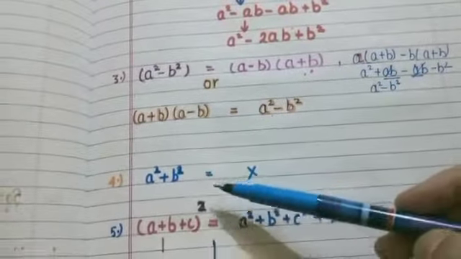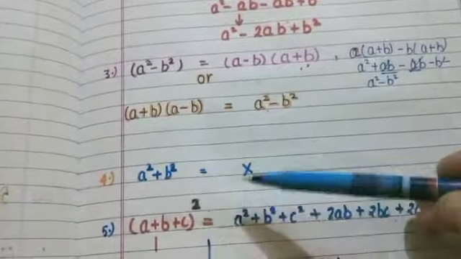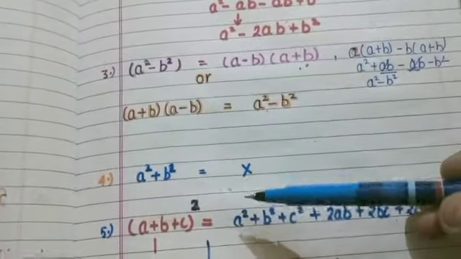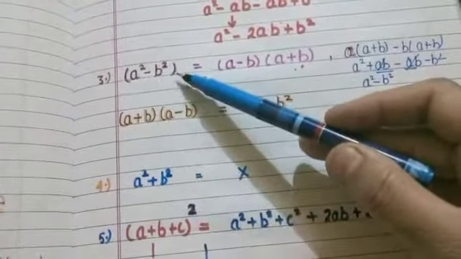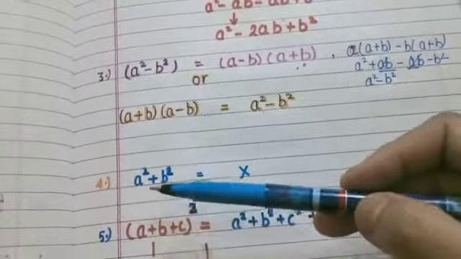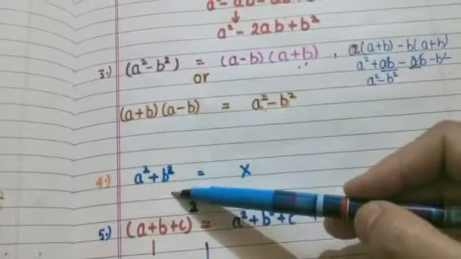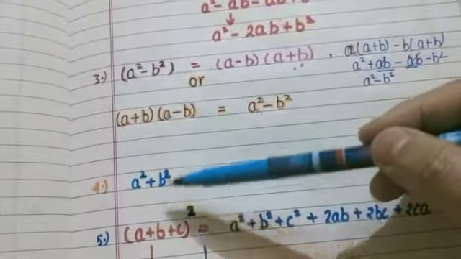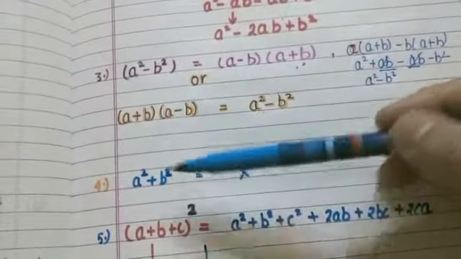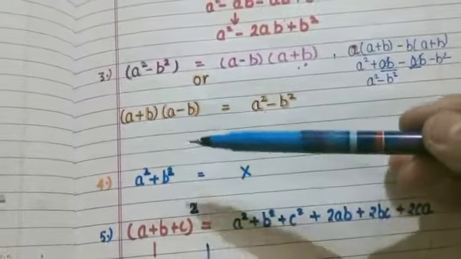Now one more identity, a square plus b square. There is no explanation of this identity because we get the form a square minus b square, not the form a square plus b square. This is not actually a wrong identity; it is based on a higher concept, so I will discuss it later.